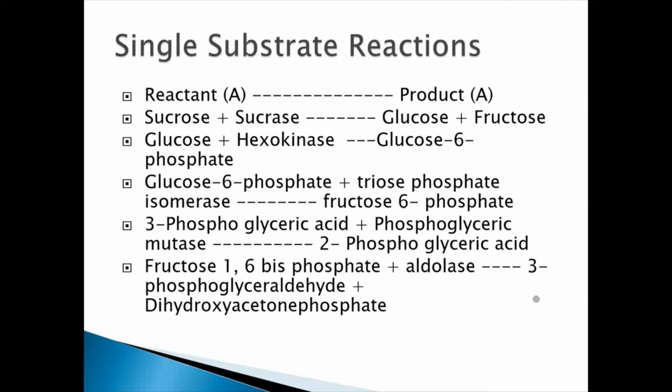You have glucose, where with hexokinase you get glucose 6-phosphate, and there are many other examples apart from this. You have fructose 1,6-bisphosphate or 3-phosphoglyceric acid, where from one substrate you get one product.